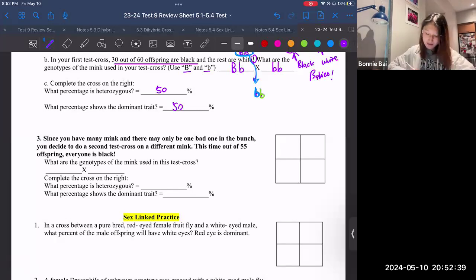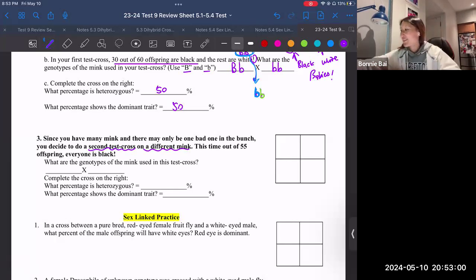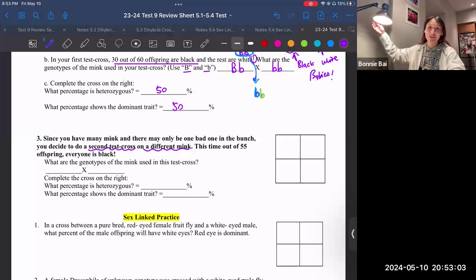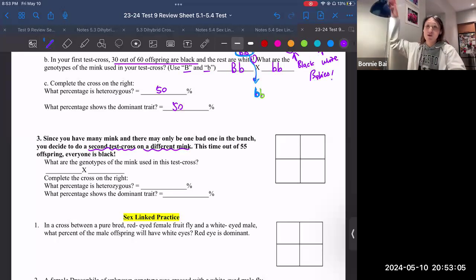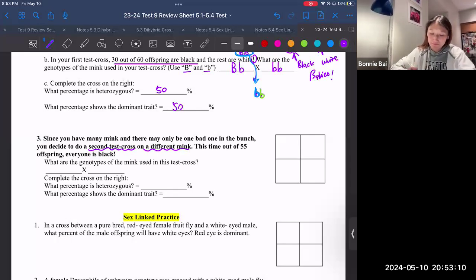All right, number 3. Think you have a mink? I'm still talking about the minks. And there may only be one bad one in the bunch. Those sneaky minks. You decide to do a second test cross on a different mink. So I capture another one of my little animals and cross it for another test cross. Gotta catch them all, gotta catch all the minks, right? Gotta catch them all.